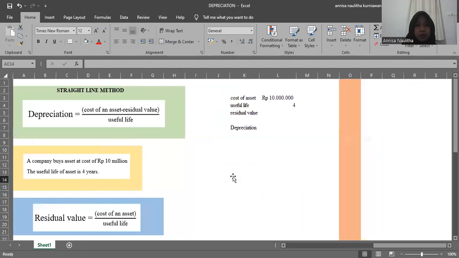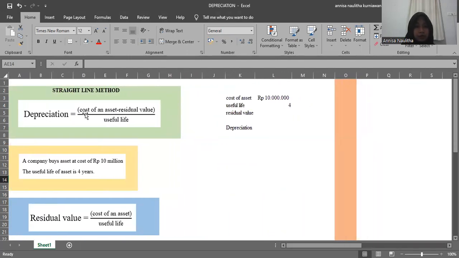And we move to the second method, which is straight line method. And the formula is depreciation equals cost of an asset minus residual value per useful life. And we have a different example. A company buys an asset at cost of 10 million rupees and the useful life of the asset is 4 years. So cost of asset is 10 million rupees and the useful life is 4.